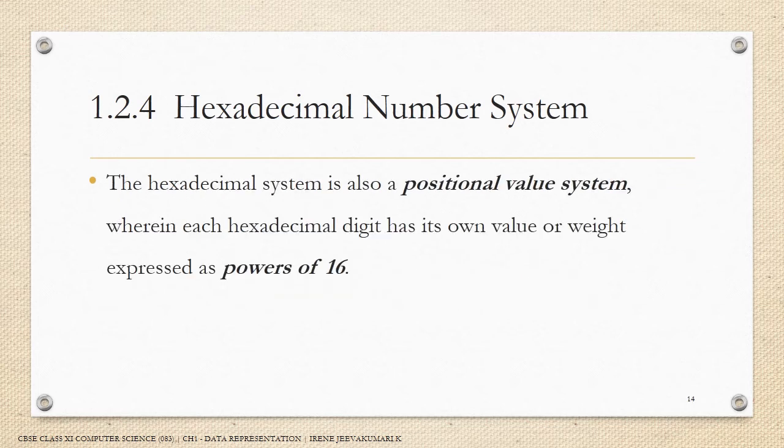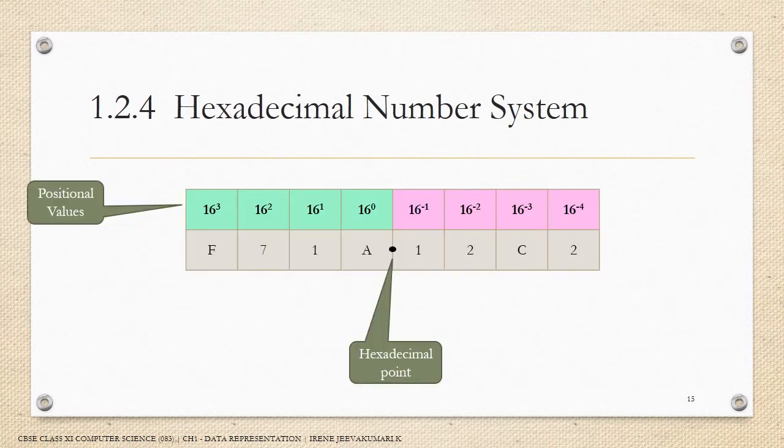The hexadecimal system is also a positional value system wherein each hexadecimal digit has its own value or weight expressed as powers of 16. Let us consider a hexadecimal number F71A.12C2. This point is referred to as the hexadecimal point as it is a hexadecimal number. Now the places to the left of this hexadecimal point are positive powers of 16 and places to the right of this hexadecimal point are negative powers of 16. So these are the positional values of this hexadecimal number.